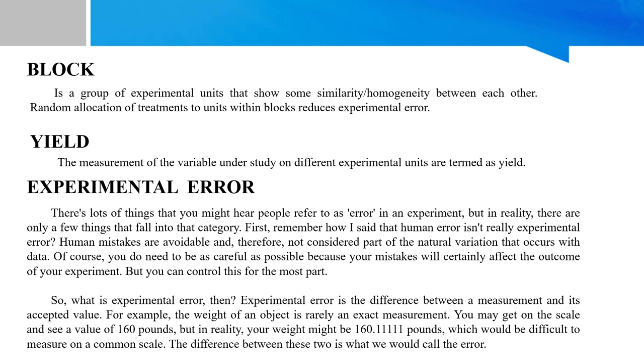Then what is the experimental error? Experimental error is the difference between the measurement and its accepted value. For example, the weight of an object is rarely an exact measurement. You may get on the scale and see a value of 160 pounds, but in reality, your weight may be 160.11 pounds, which would be a slight difference between the actual value and the measured value. This difference between these two values is called the experimental error.